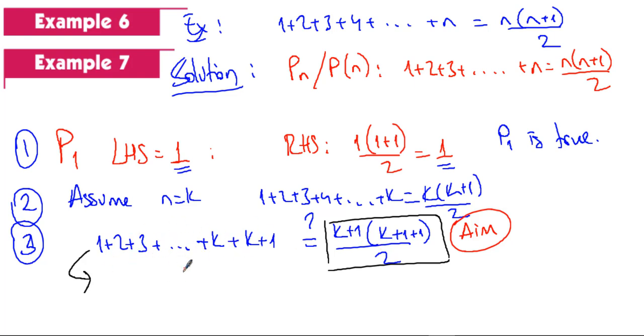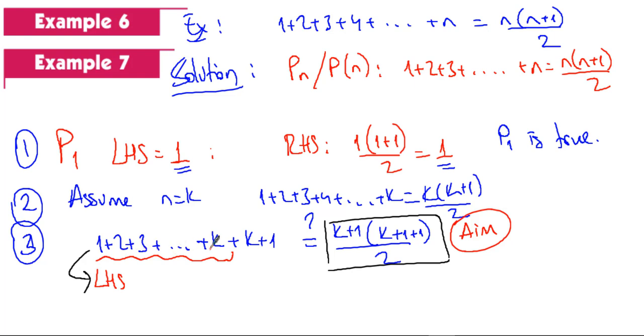Now, let's solve the left-hand side. I need to solve the left-hand side. If I solve the left-hand side and I get this right-hand side, then it means that this is correct for the k plus 1 step also. So the left-hand side, look here. This one, I need to use my assumption. That's why we assume it.